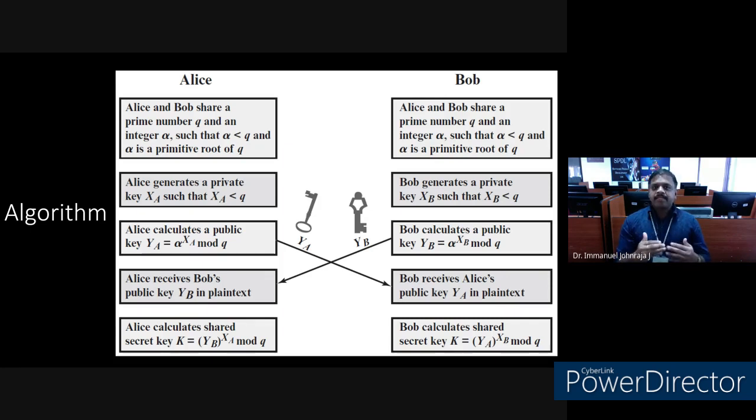And then Alice and Bob simultaneously, or parallelly, calculate the public key separately. Alice is doing it from his house and Bob is calculating from his office. So what is that? YA is the public key of Alice. He is calculating using the formula alpha power XA mod Q. Similarly, Bob calculates the public key alpha power XB mod Q. Now XA and XB are the private keys of Alice and Bob respectively. At the same time, YA and YB are the public keys of Alice and Bob respectively. Being public keys, YA and YB are exchanged.